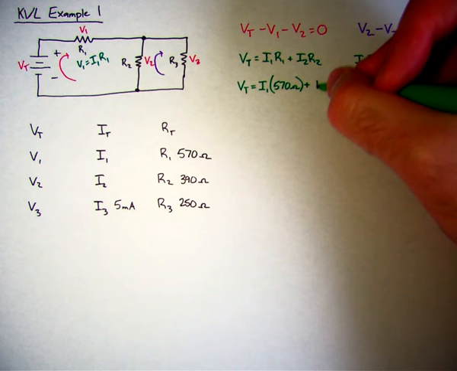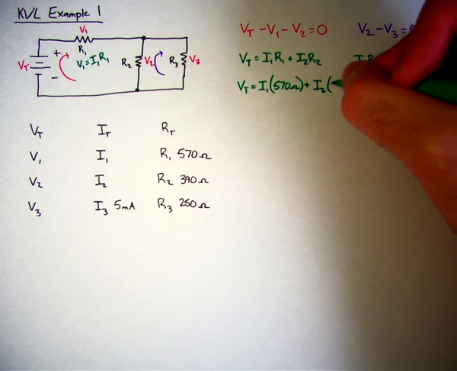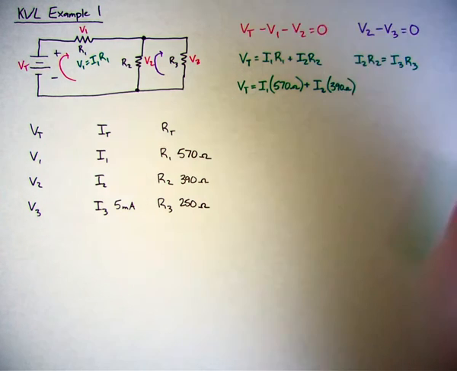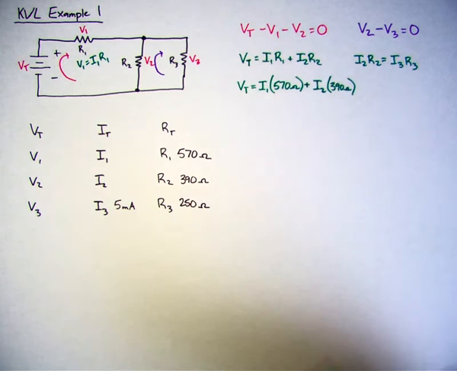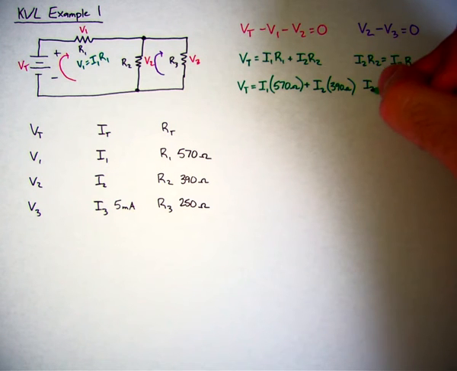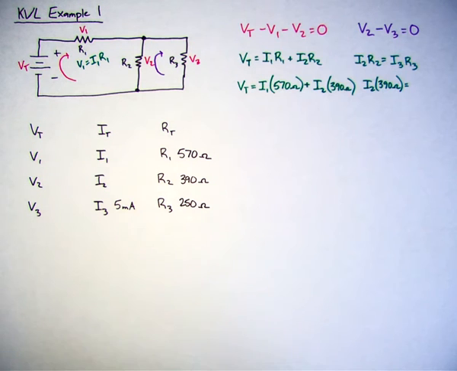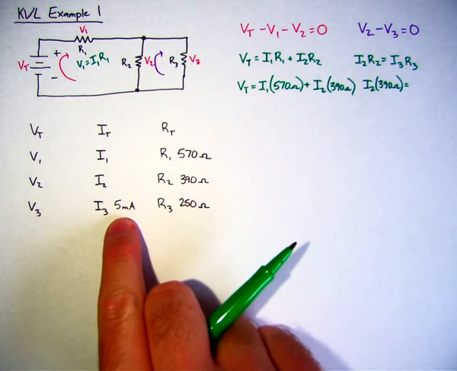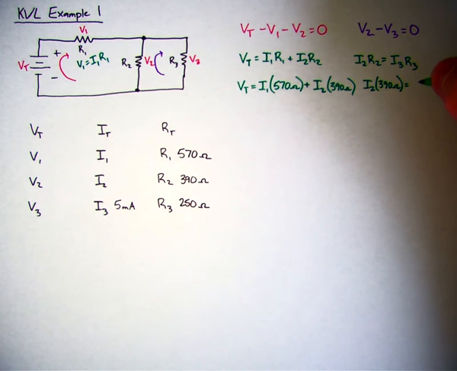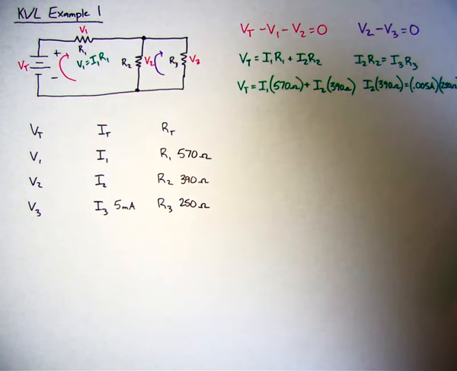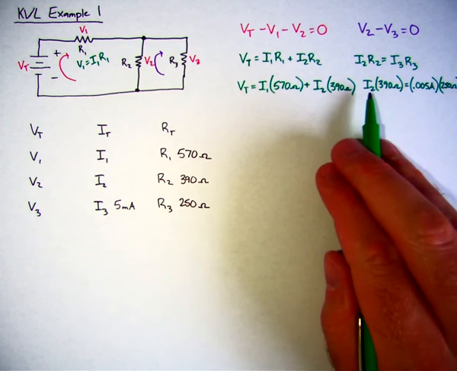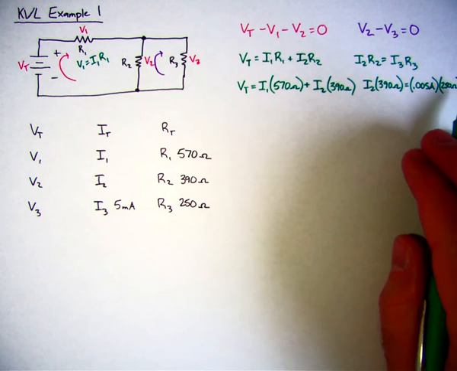I don't know I2. R2 is 390 ohms. Then over here for our other equation, I have I2 times 390 ohms equals, now I3 is 5 milliamps. 5 milliamps is 0.005 amps, and you have to make sure you leave that in amps. So 0.005 amps times R3, which is 250 ohms. So what I can do here is solve this right equation for I sub 2.